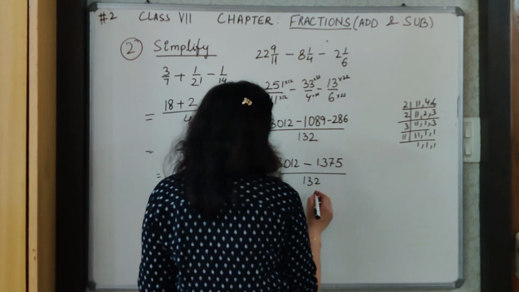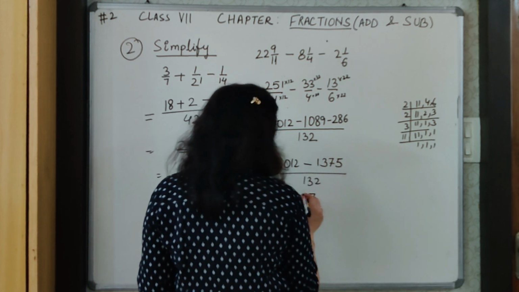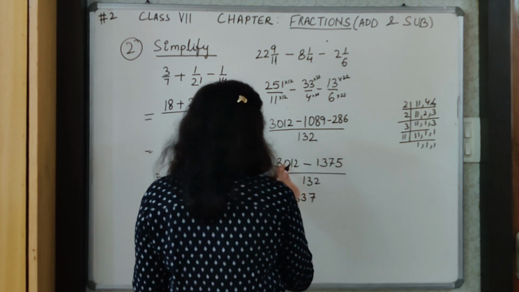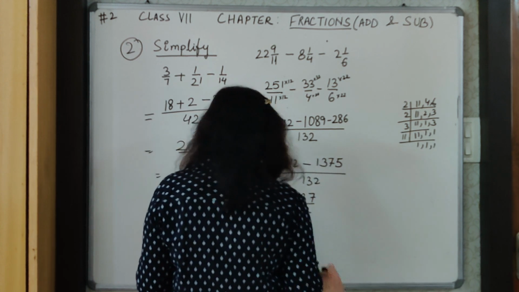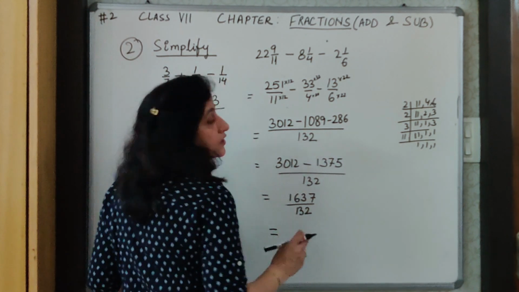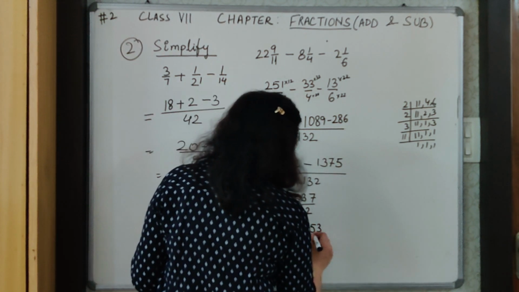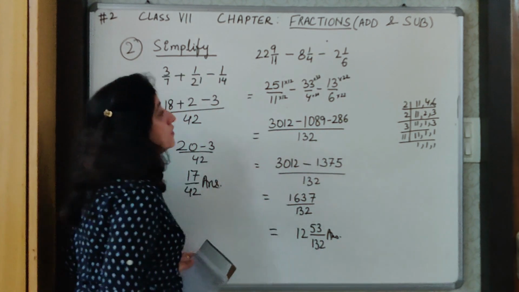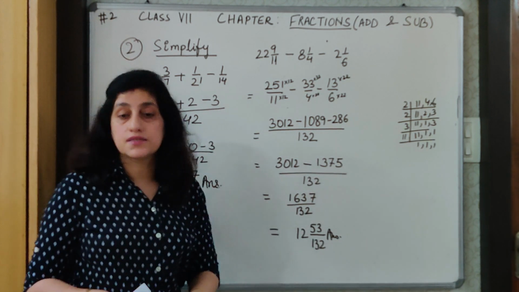On subtraction, 12 minus 5 gives me 7, 10 minus 7 returns 3, 9 minus 3 returns 6 and already 1 borrowed, so 2 minus 1 gives me 1. So 1637 upon 132, and on converting into a mixed fraction by dividing, we will get 12 whole 53 upon 132. So this is how the numbers may become big, but the method of solution remains the same.